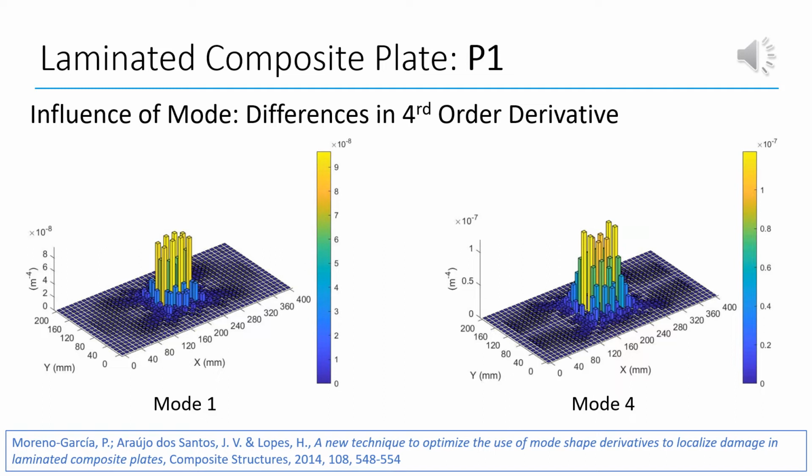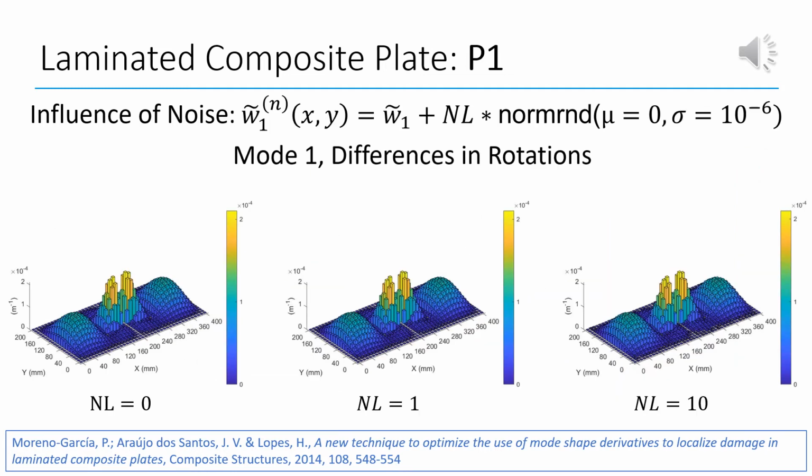To mimic experimental conditions, and to test the resilience of the damage indicators, different noise levels are introduced in the displacement of the damaged plate. NL is the noise level and normRND is a function that generates random numbers with a normal distribution, with zero mean and standard deviation of 10^-6.